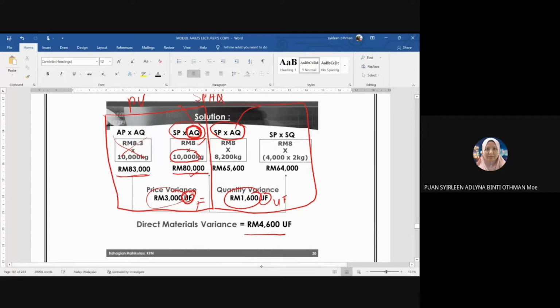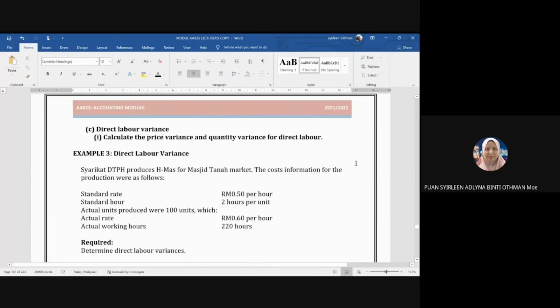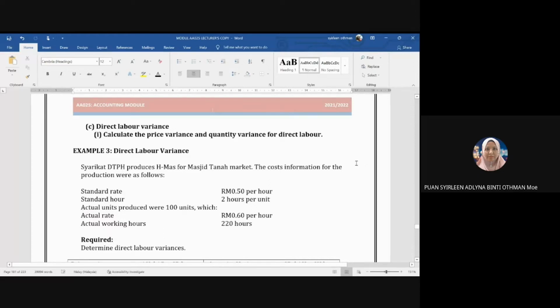Right, okay, next kita akan pergi example 3. Okay, we are going to, so we are done with direct material variance. We go straight to direct labor variance. Okay, direct labor, kita sama juga, kita ada dua jenis variance, which is price and quantity. Cuma kalau direct material tadi, you guna P and Q, tapi kalau dalam direct labor, sebab ini labor price ni ialah R, rate, and quantity di sini merujuk kepada hours, that is jam. Okay, alright. So kita tengok direct labor variance.